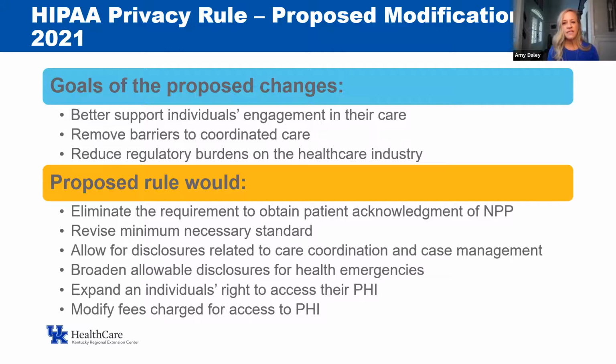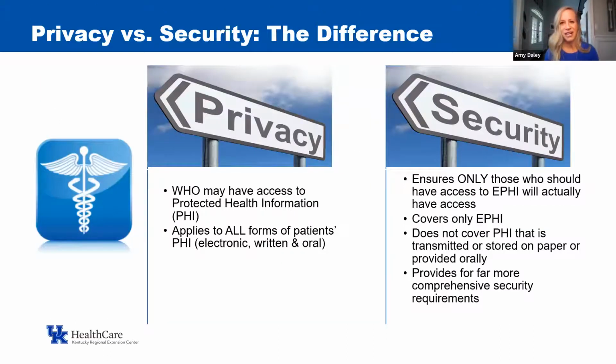Okay, so now that we've discussed the changes that could be coming with privacy, I think that it's a good idea to look at, we know HIPAA privacy rule, we know there's a HIPAA security rule. Really, the HIPAA security rule is a subset of the privacy rule. But we need to understand, what are we talking about? What does privacy really cover versus what does the security rule really cover? So they work together to ensure that we're keeping our data protected.